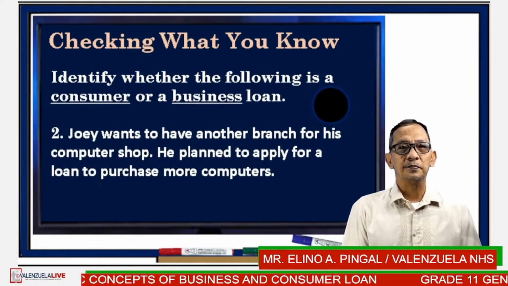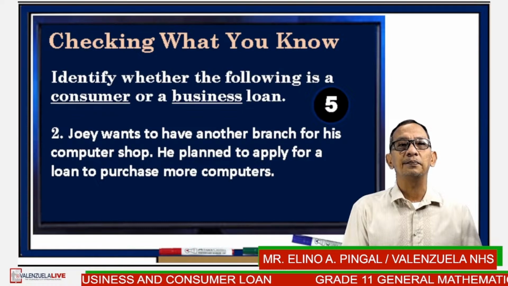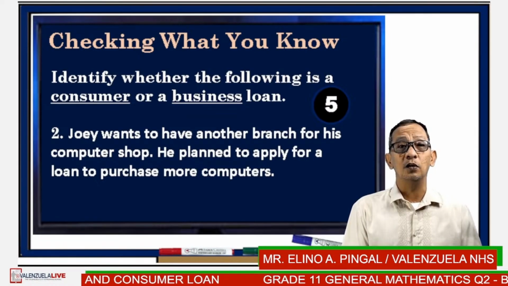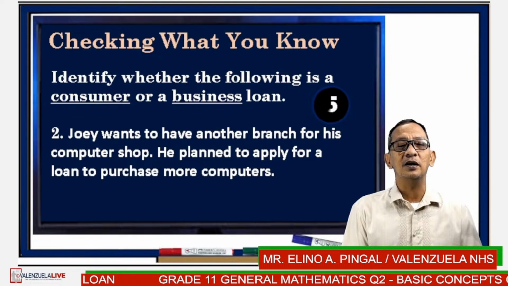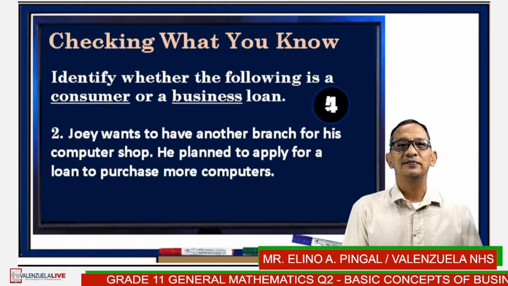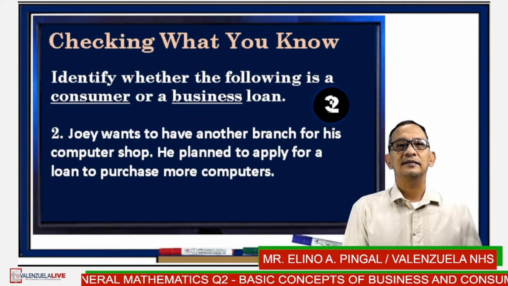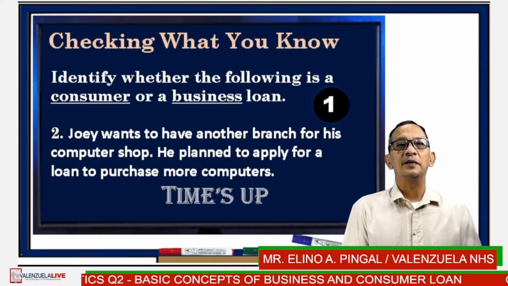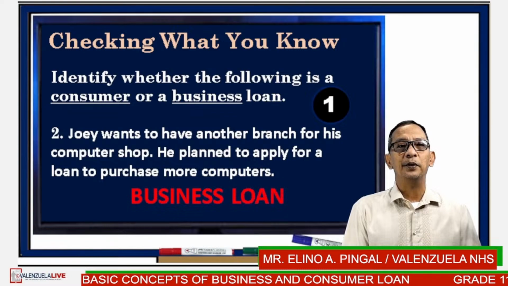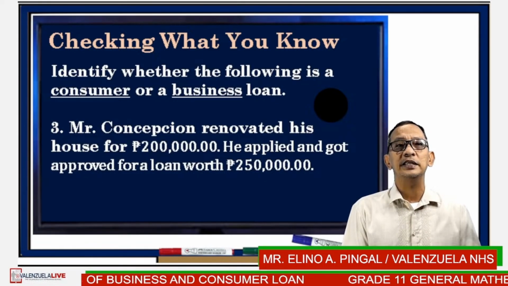Number two, Joey wants to have another branch for his computer shop. He planned to apply for a loan to purchase more computers. 5 seconds. Is this a consumer or a business loan? Time's up. Number two is an example of a business loan. Joey will use the money for the expansion of his business.